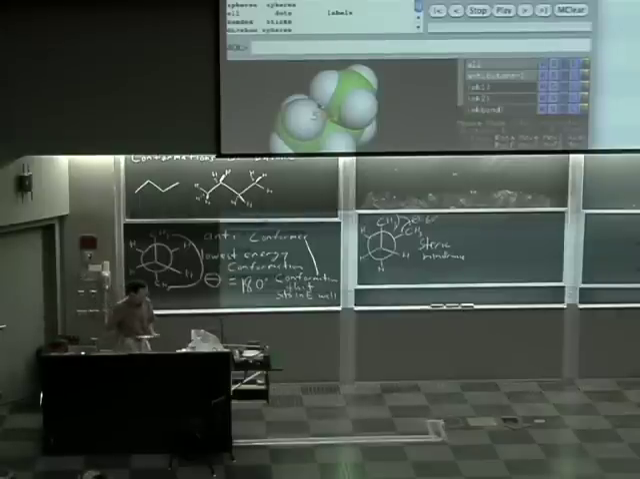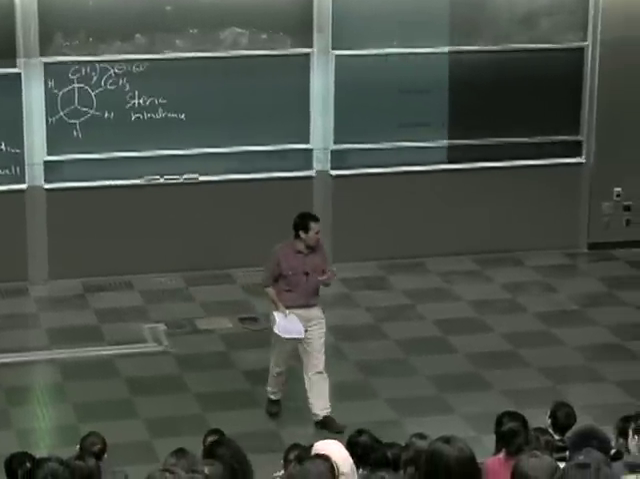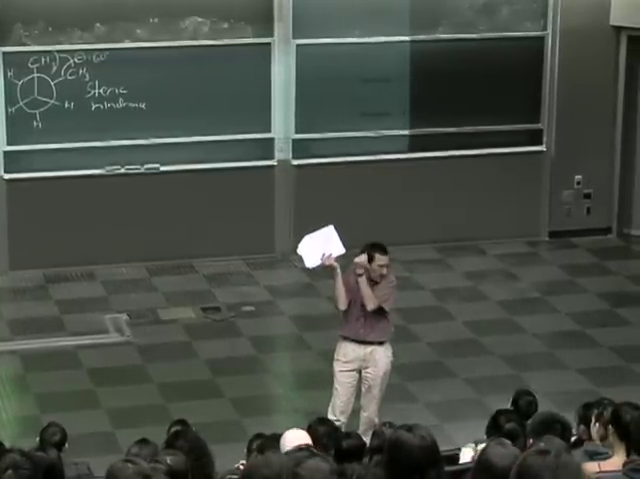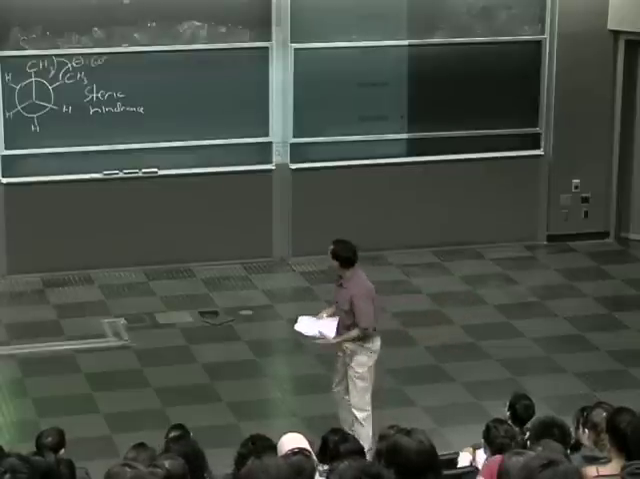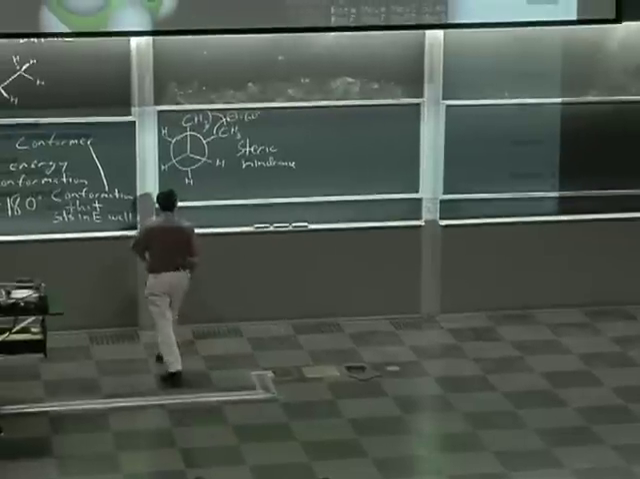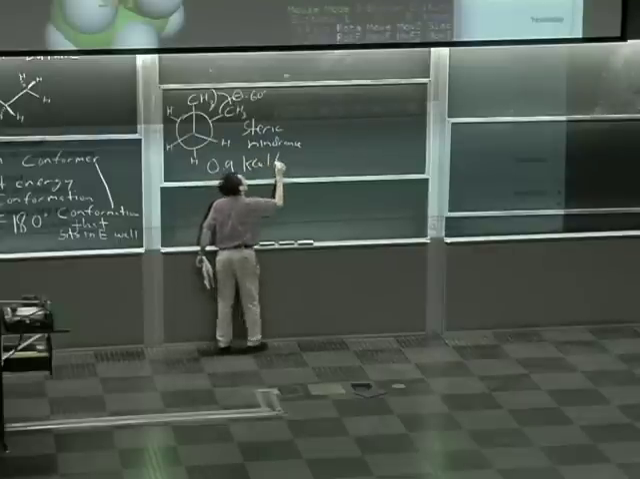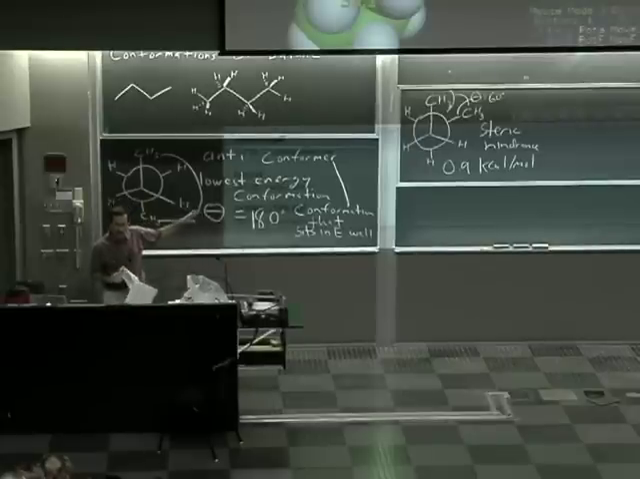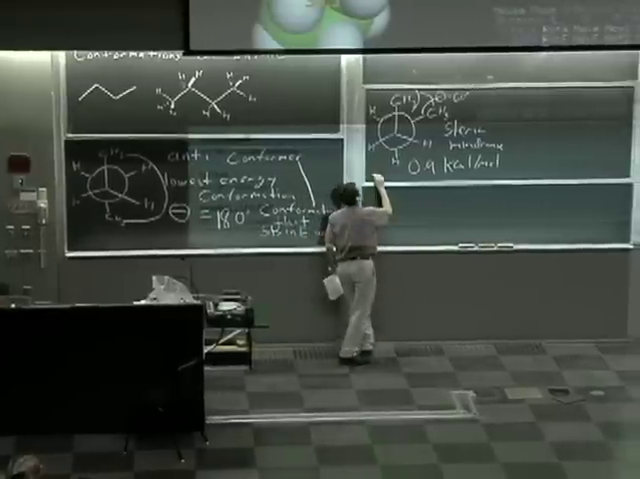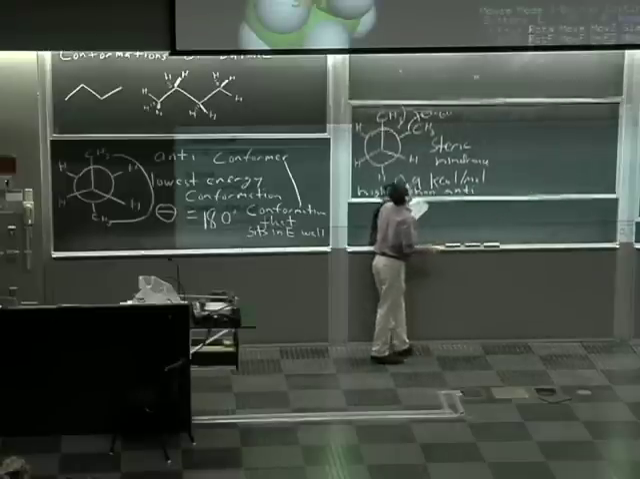So you pay an energetic price for that. We're trying to get some familiarity with energy. We talked about eclipsing HH interactions. We said in ethane, every eclipsing HH interaction in eclipsed ethane costs us a kilocalorie per mole. There are three of those, so we pay 3 kilocalories per mole. The price of this steric interaction in gauche butane is 0.9 kilocalories per mole. So in other words, if we said that the relative energy of the anti-conformer is zero, we're 0.9 kilocalories per mole higher in energy than anti. And I should write out the word gauche here.